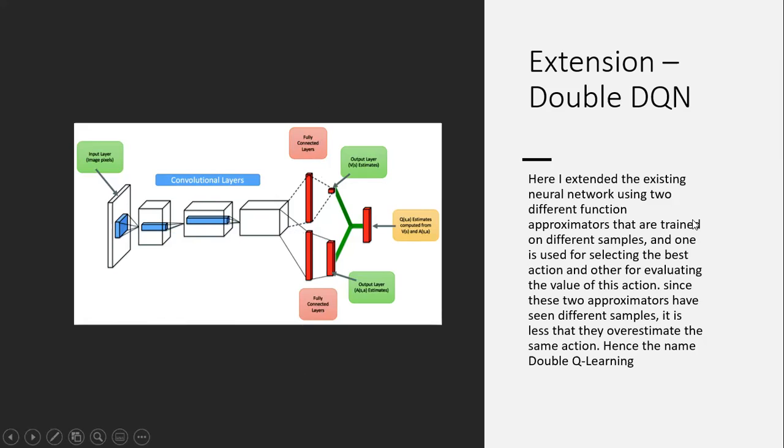I extended the existing neural network using 2 different function approximators that are trained on different samples. So one of the fully connected layers is used for selecting the best action and the other for evaluating the value of this action. Since these two approximators have seen different samples, it is less likely that they overestimate the same action. Hence, we get the name double Q learning as we use two fully connected layers.